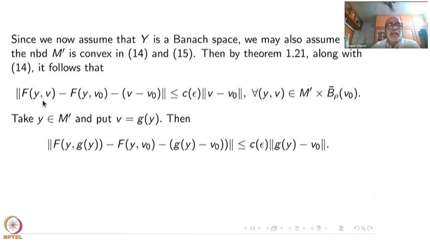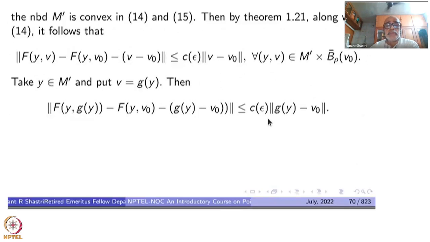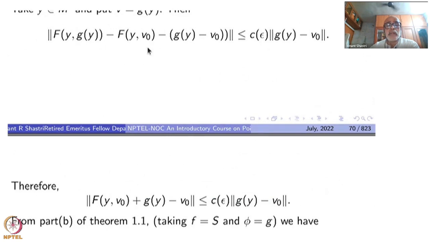Y belonging to M prime, put V equal to GY in this formula. Then F of Y GY minus F of Y V naught minus V is GY, right? GY minus V naught is less than or equal to C epsilon times GY minus V naught. Therefore, F of Y V naught plus GY minus V naught is less than or equal to C epsilon times GY minus V naught. Why? Because F of Y GY is zero by choice of GY. Because I'm taking a norm, I can convert all these negative signs into positive signs.